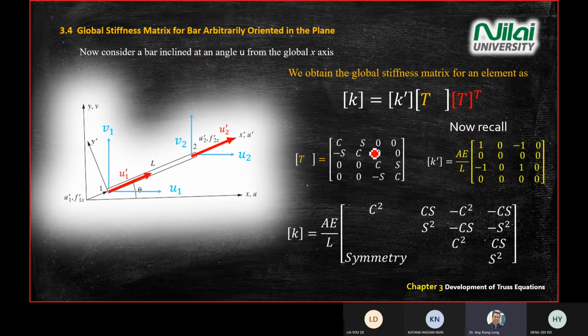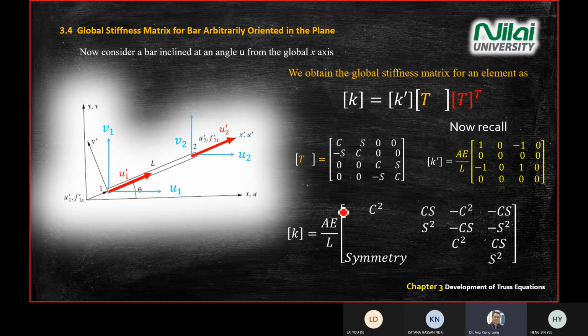So what we've seen so far is that we have the transformation matrix in 4 times 4, meaning 4 rows and 4 columns, and our K prime also in this form. So we have built our K before this, and then K prime on the right-hand side of your screen, and then in the bottom here, K equal to AE over L, and then the input for your matrix. So C represents cos, S represents sine. So if you see C square, it means cos square.